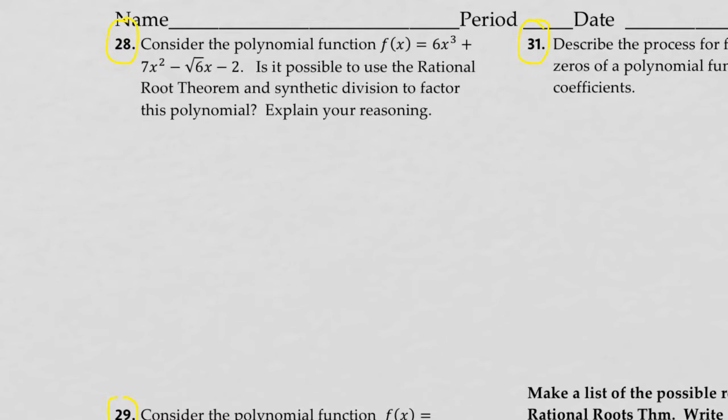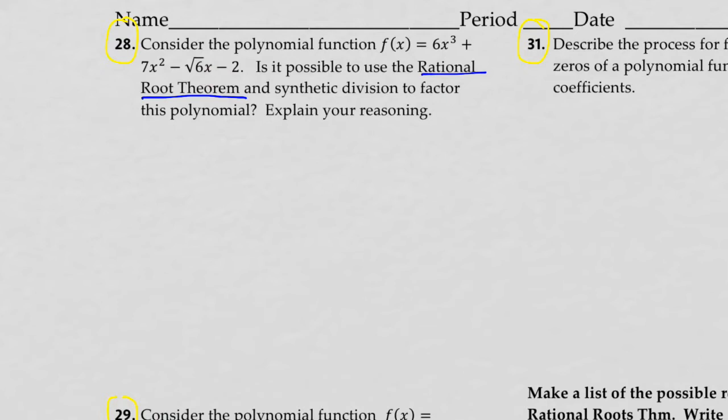Explain your reasoning. First of all, the rational root theorem is the one that tells us that we can factor all polynomials that have rational coefficients by looking at the constant term at the end, finding their factors, and looking at the leading coefficient and finding its factors, and then making up fractions, right, m over n out of that. And those are all the possible rational factors of it.